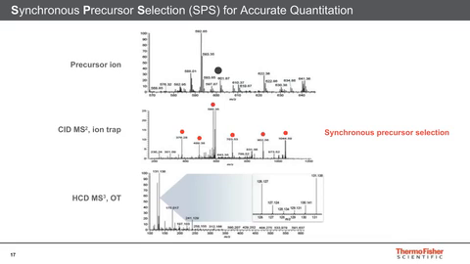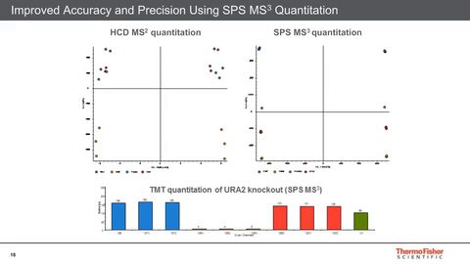So what is the SPS MS3 method? This is a novel method only available on the Orbitrap Fusion and Lumos Tribrid mass spectrometers. These systems have the ability to perform what's called synchronous precursor selection, or SPS. This process involves selecting multiple MS2 precursors after low-energy CID fragmentation using a single waveform for subsequent higher-energy HCD MS3 fragmentation to generate the TMT reporter ions.